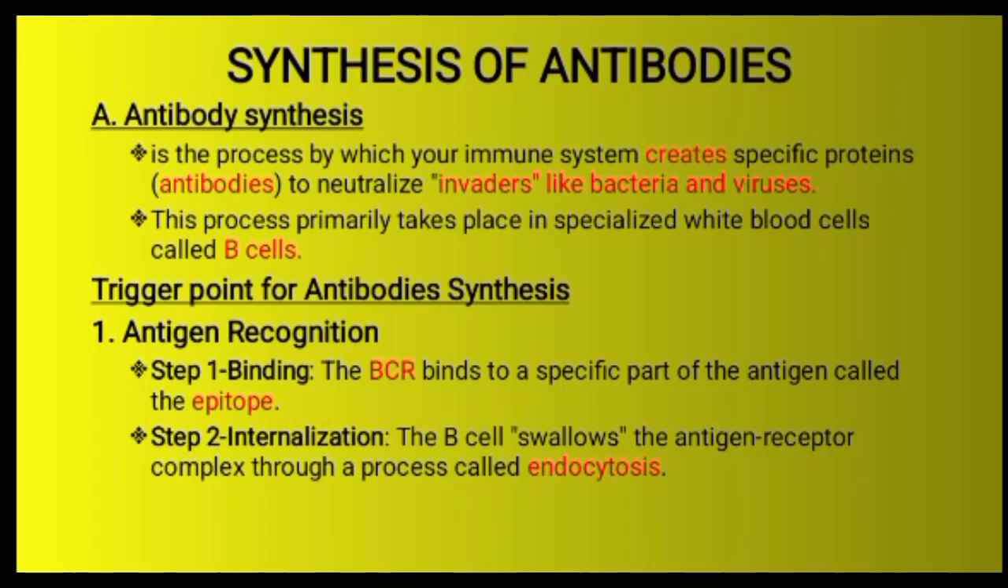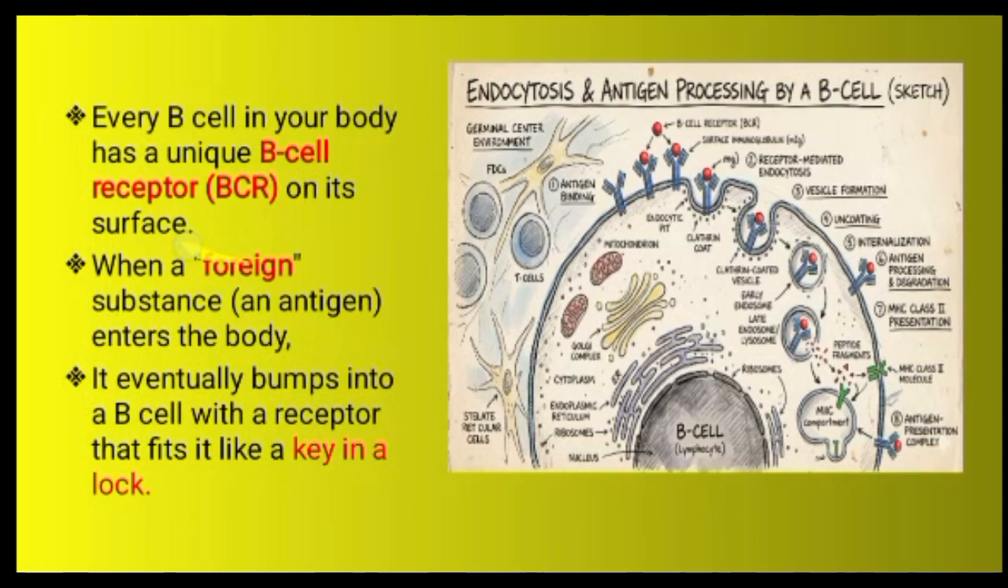When it does that, it internalizes the antigen receptor, swallowing it via a process called endocytosis. After endocytosis, the body will present the epitope of the antigen on the surface of the B cell, so that the B cell can be recognized by the epitope on its surface.